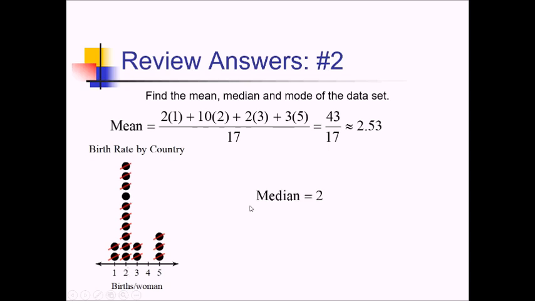And now for the mode, we want to see which items repeated the most. With dot plots, you're just looking for which one of these has the most dots, and that is 2.